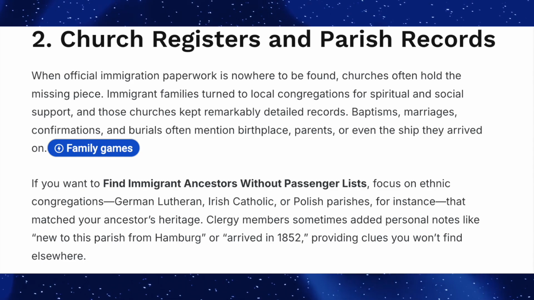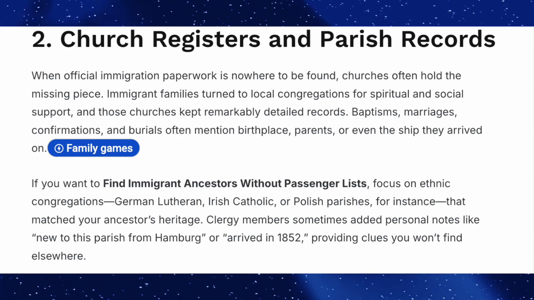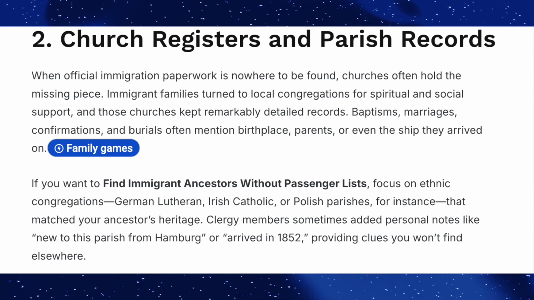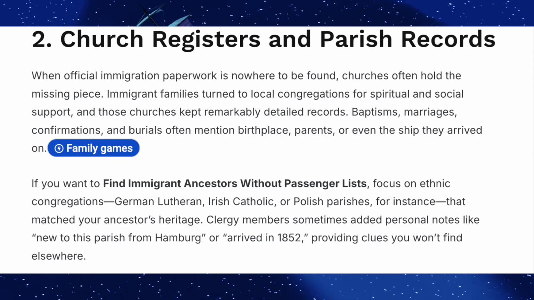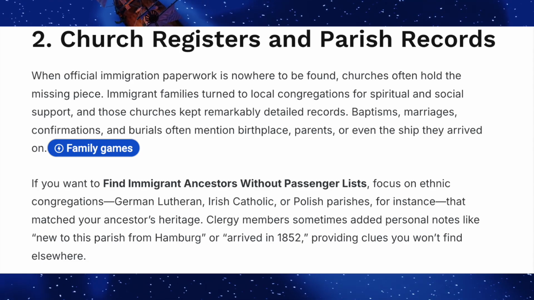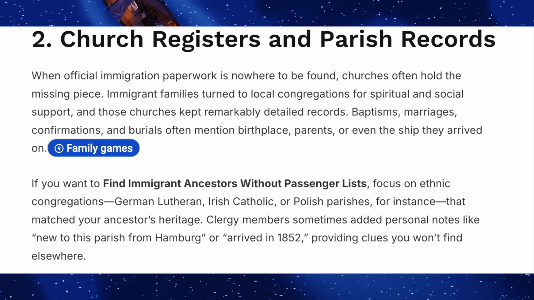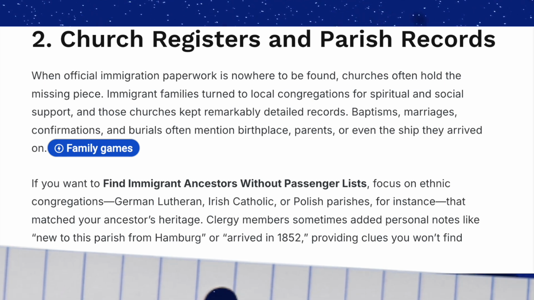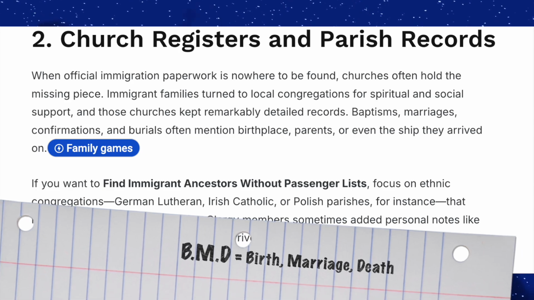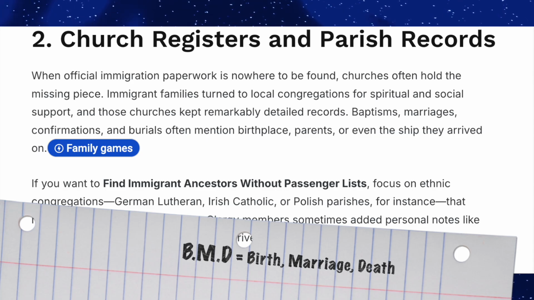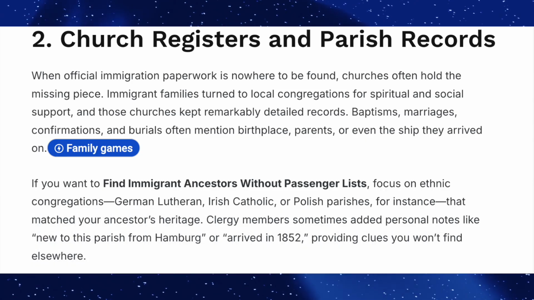Church registers and parish records, of course, because everything was kept by the church before, right? When official immigration paperwork is nowhere to be found, churches often hold the missing piece, and immigrant families turned to local congregations for spiritual and social support. And also, they were the keepers of BMD. You know what a BMD is? Of course you do. Birth, marriage, and death records, which any genealogist knows is central to our practice. So sometimes you have those documents right there in the church or parish records.